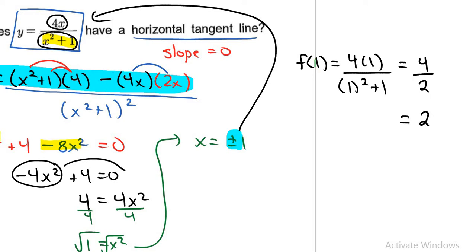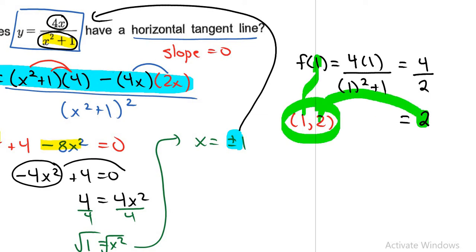So if I look at this x value and this value of 2 here, one of the points will be 1, 2. Alright, so this is one of my points there. Alright, so the next point I need to find now is f of negative 1. Because if I go back to the plus or minus 1, there's 2 x values, one for positive 1 and one for negative 1. So now I need to evaluate negative 1.